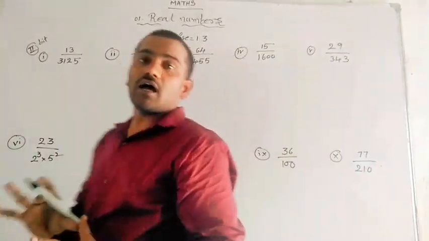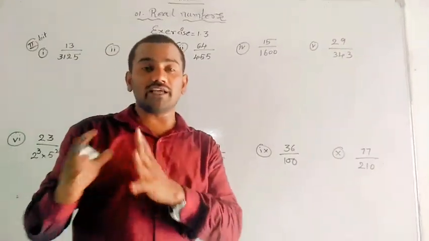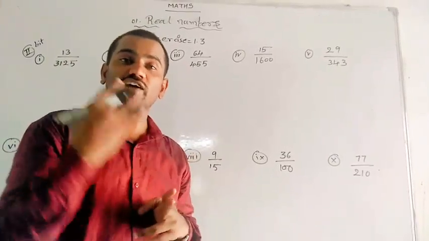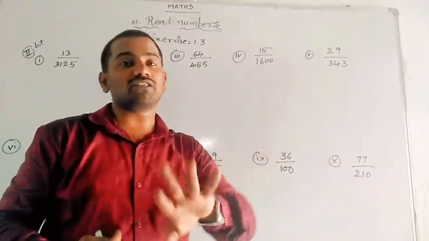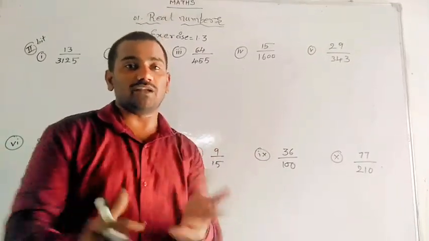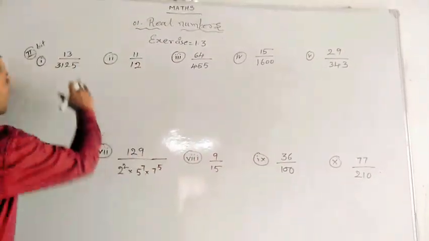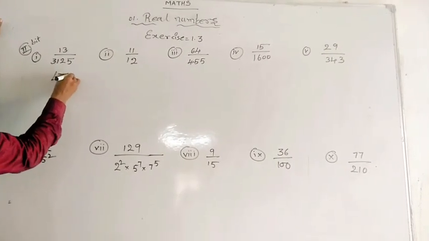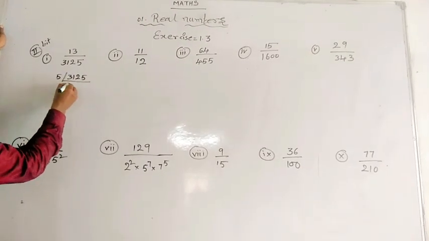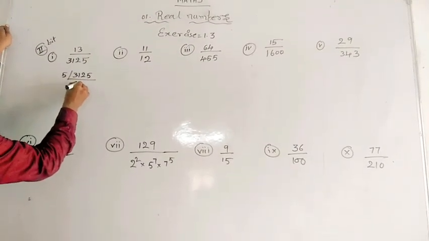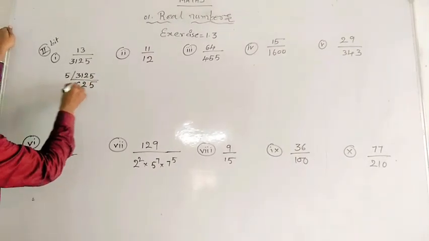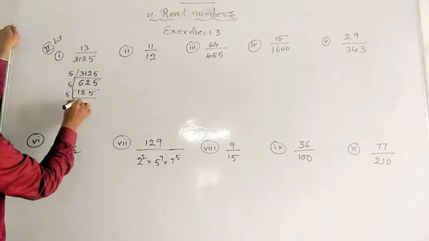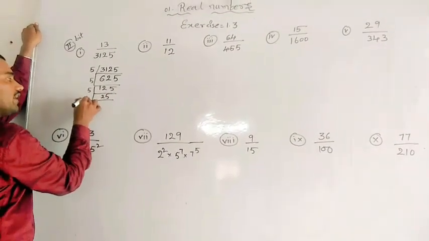So let us see how we can express this, as we have learned in the theorem: if the prime factorization of the denominator is in the form of 2 to the power of n into 5 to the power of m, they are terminating decimal numbers, or else it is known as a non-terminating decimal number. Here it is clear. So let us prime factorize 3125 by 5. 5 sixes are 30, 5 twos are 10, 5 fives, then again 125, 25, then 5 fives are 25.